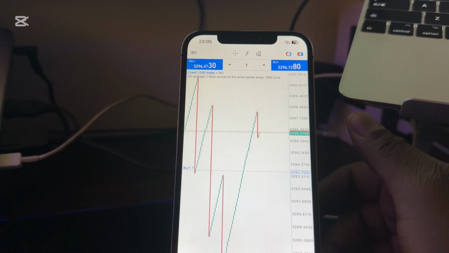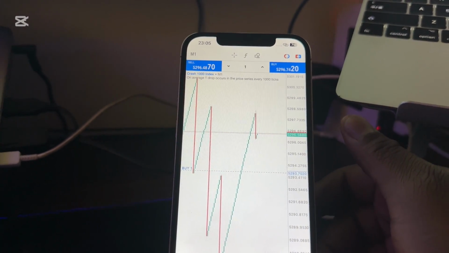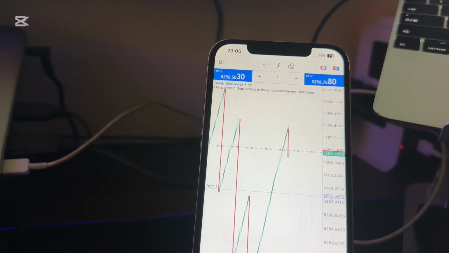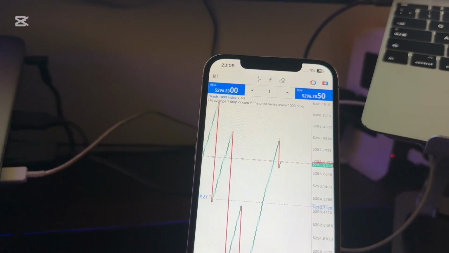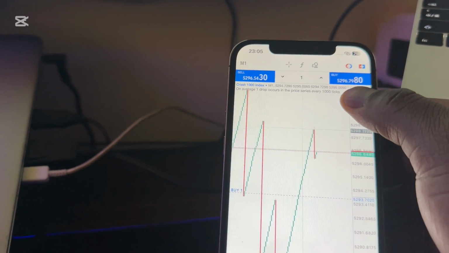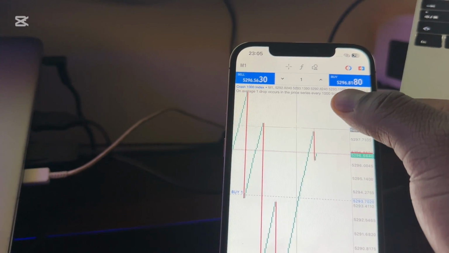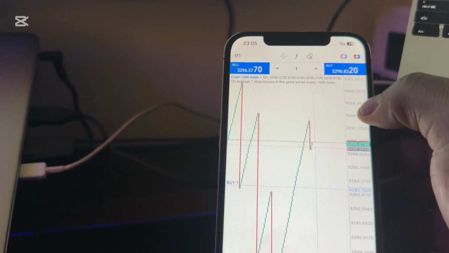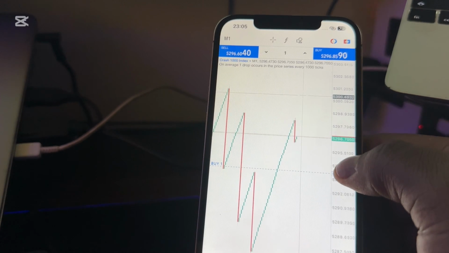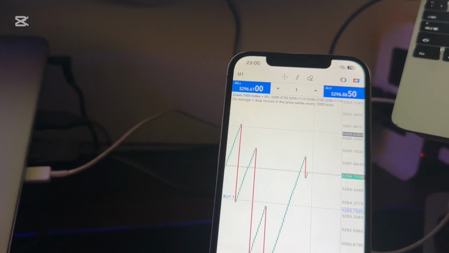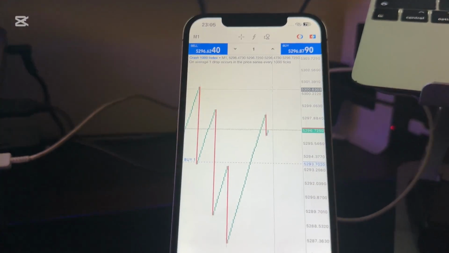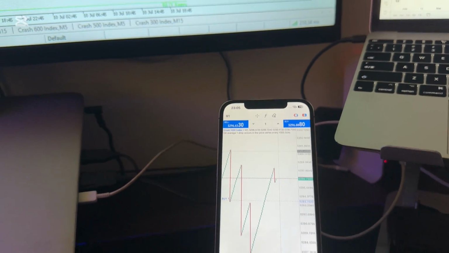Guys, this is the current situation with Crash 1000. We're in profit, but we just got that little spike right there. Price definitely reacted to this area and took it as a resistance. And then it gave us some drop, some drawdown on our entry, but nonetheless we are still in profit. So I just thought of updating you guys.